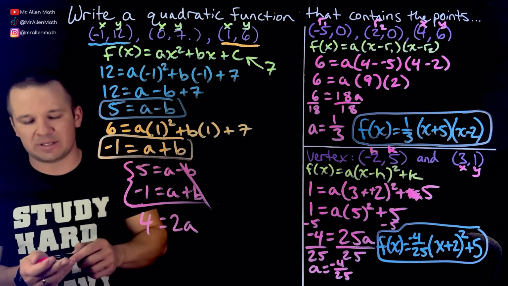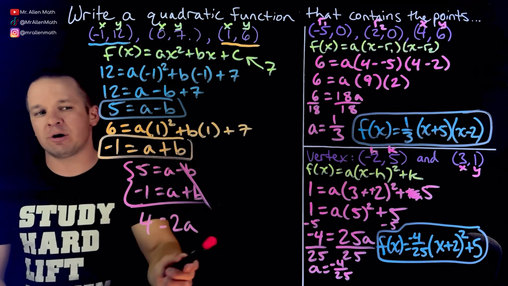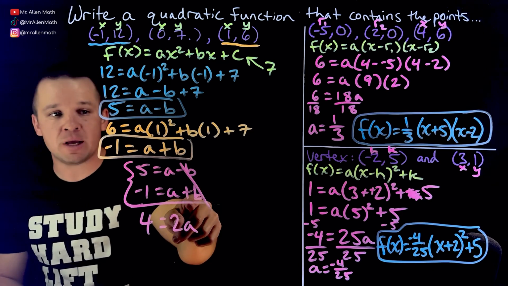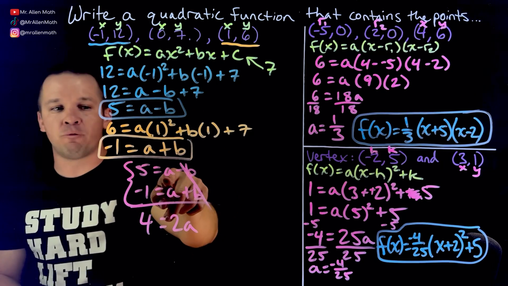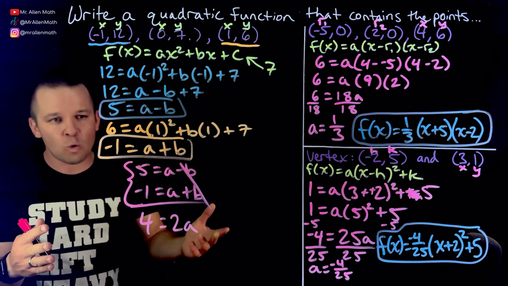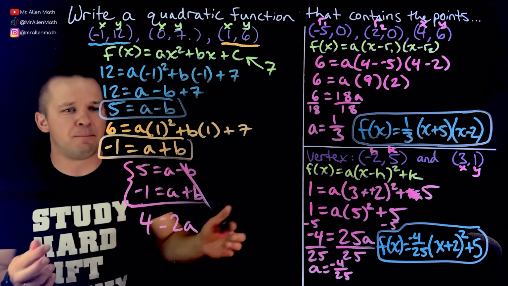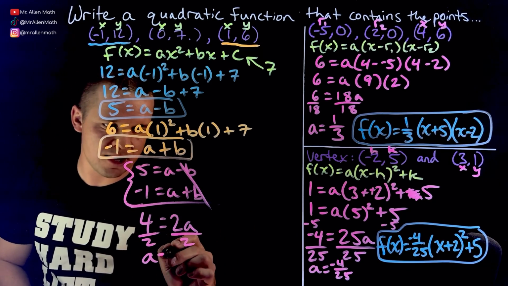Now, had they not been set up nicely for elimination, I would have to multiply one of these two equations by a number. Like if this was A plus 3B, I would have to multiply this one by 3 to get the B's to cancel, or by a negative 1 to get the A's to cancel. We didn't have to do that here, which is nice. I have another video, I think, where you do have to do that. But anyways, let's continue. Divide by 2, we get A equals 2.